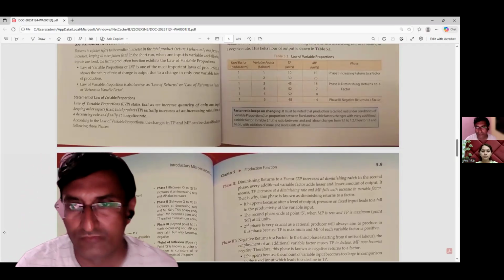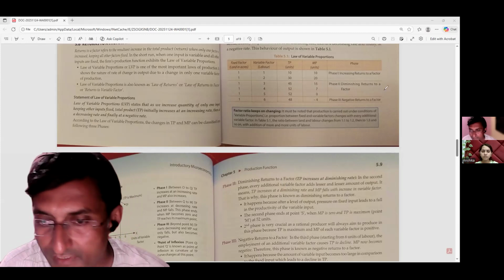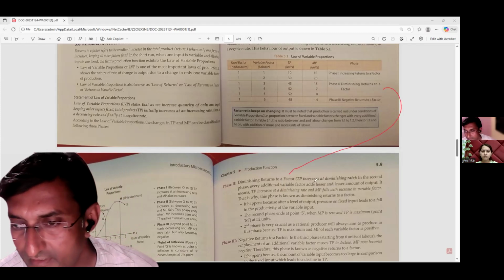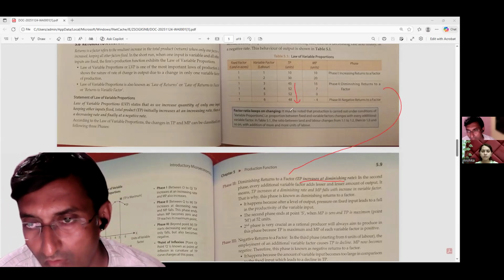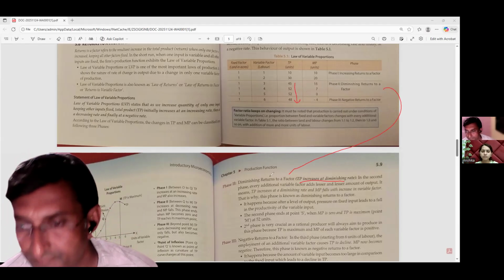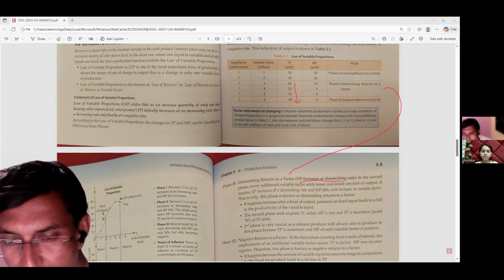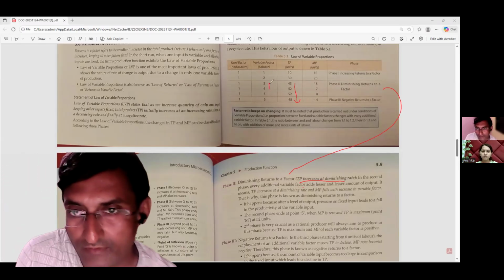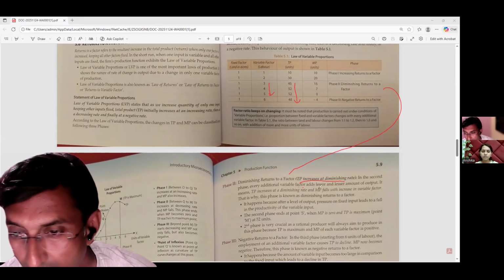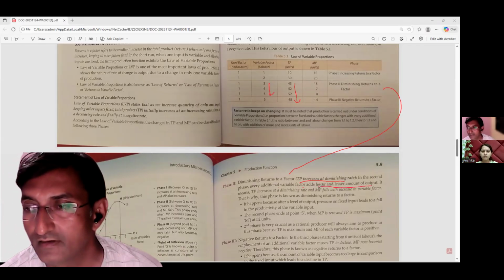Explanation of this table over here. See, diminishing returns to a factor: TP increases at a diminishing rate, right? In the second phase, every additional unit of the variable factor adds a lesser and lesser amount of output. Got it?